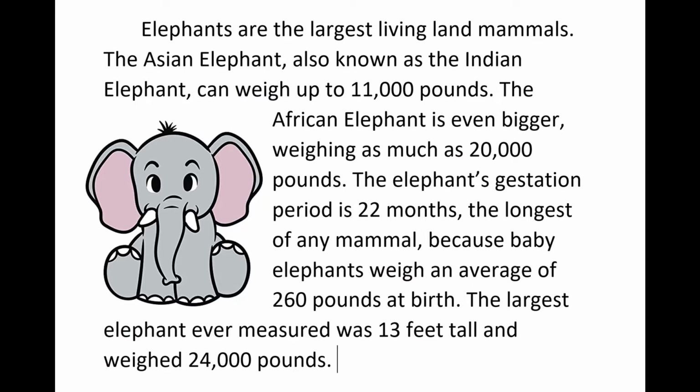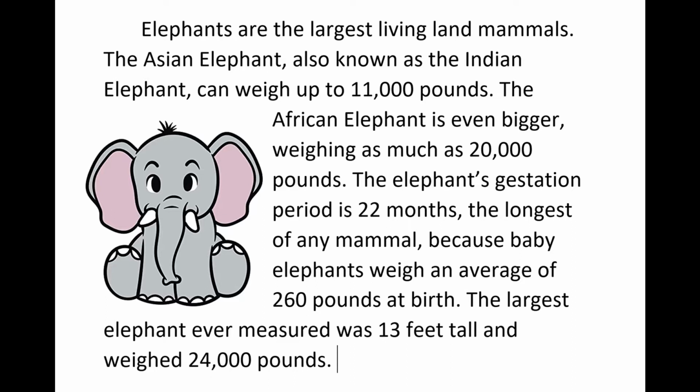Okay, we are going to start with reading our paragraph. So this is our paragraph, and as you can see from the picture of the elephants, that's what it's going to be about. So it says, elephants are the largest living land mammals. The Asian elephant, also known as the Indian elephant, can weigh up to 11,000 pounds. The African elephant is even bigger, weighing as much as 20,000 pounds.